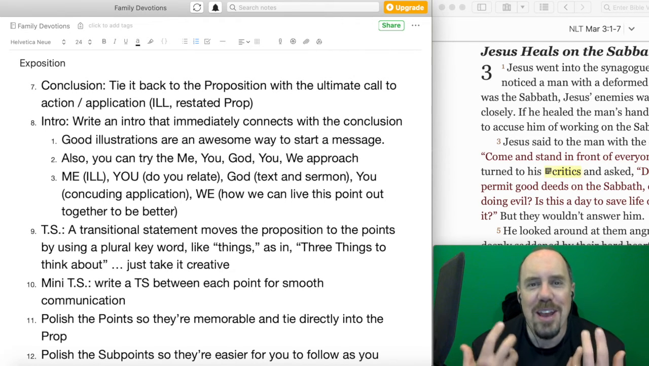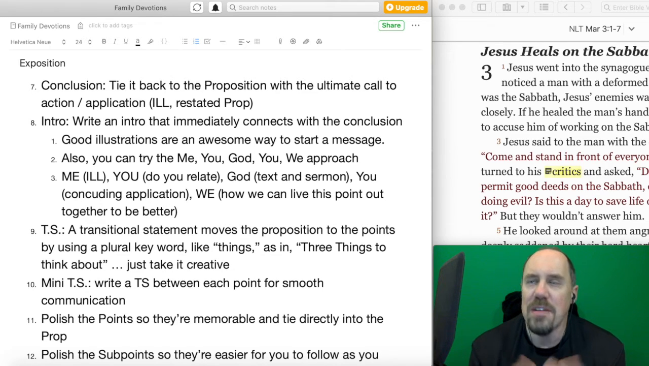You don't get the aha moment when you're writing a sermon until after you've done the subpoints and really added the meat, because you have no idea what you're talking about until after you figure out what you're talking about. So now you write the conclusion. You tie it back to the proposition with the ultimate call to action, or with some kind of huge application here. Maybe you bring it home with an illustration. You certainly restate the proposition here.